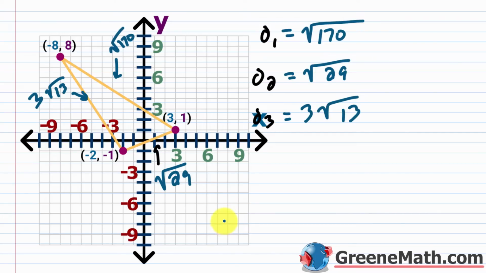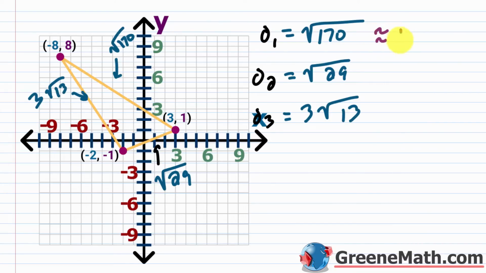Okay. So if we look at this visually, I think you can see that the square root of 170 is going to be the greatest distance, in other words, from here to here. It's hard to actually estimate things. You know that the square root of 170 is going to be larger than the square root of 29, but what about 3 times the square root of 13? There are certain techniques you can use for this, but to not go off on some sort of tangent here, I'm just going to use my calculator. I'm going to punch in the square root of 170, and let's say I get about 13.